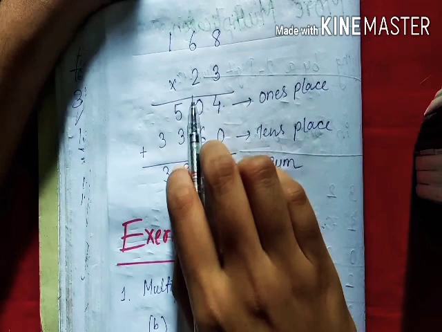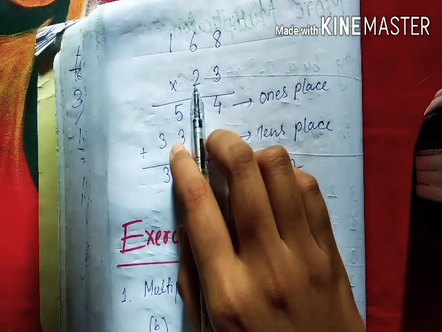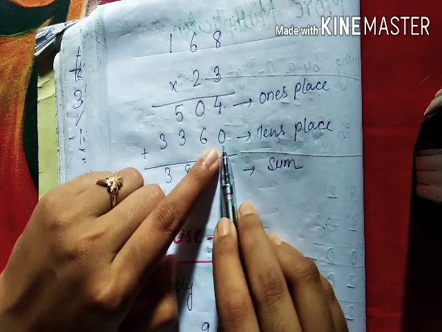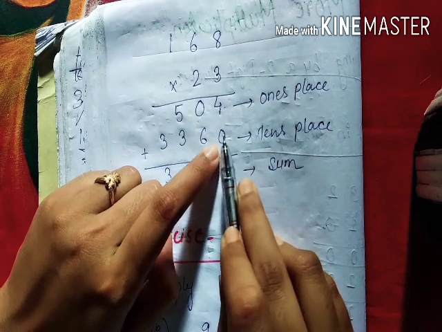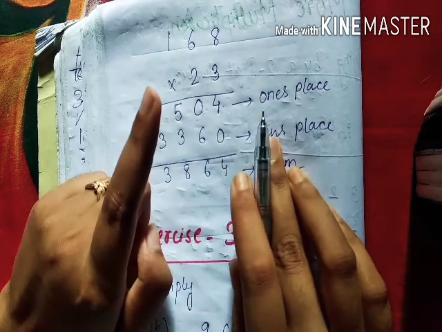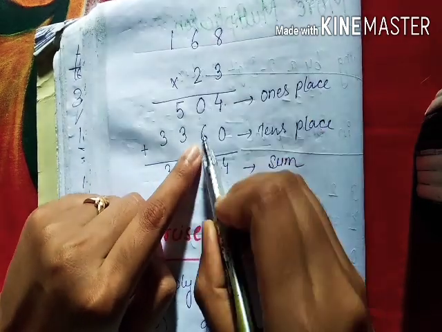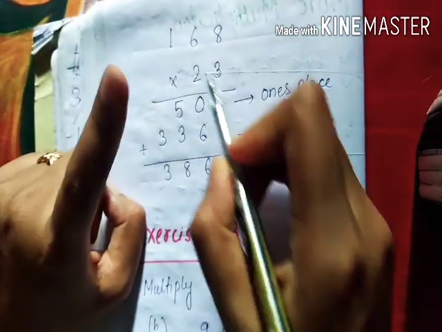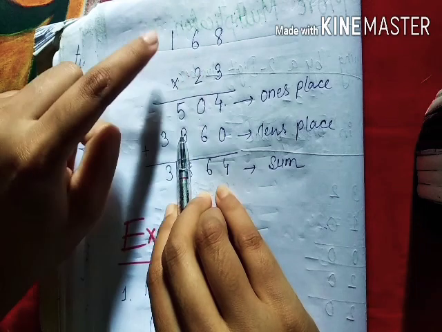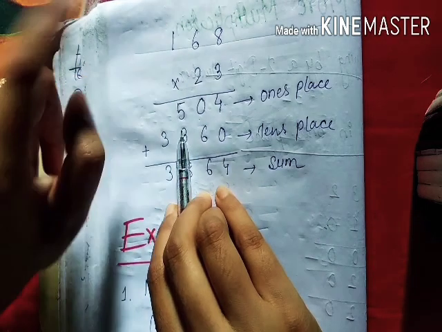Now we have to do what? Tens place, right students? So what do we have to do? We have to put 0 in ones place, because ones place is already done. Now we have to start from what? Tens place. So 2 times 8 is 16, carry 1, 2 times 6 is 12 plus 1 is 13, and 2 times 1 is 2 plus 1 is 3.